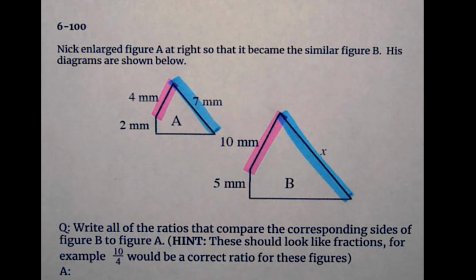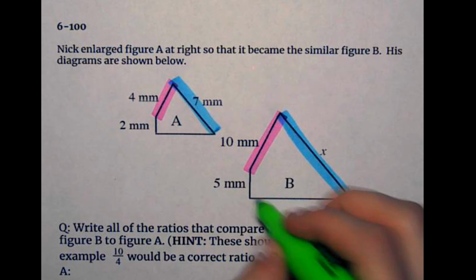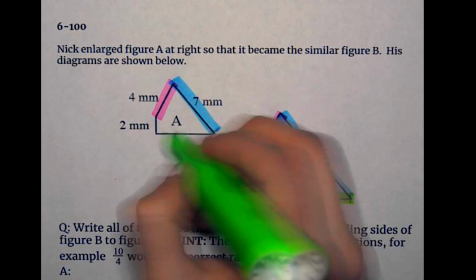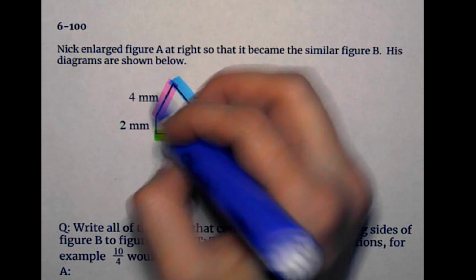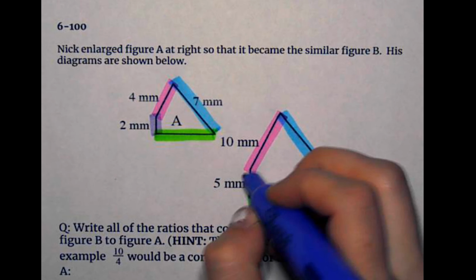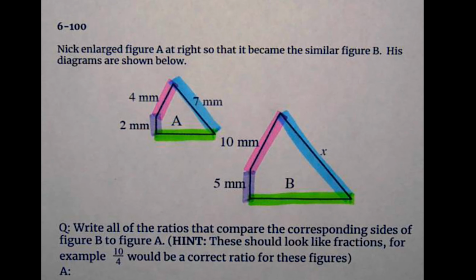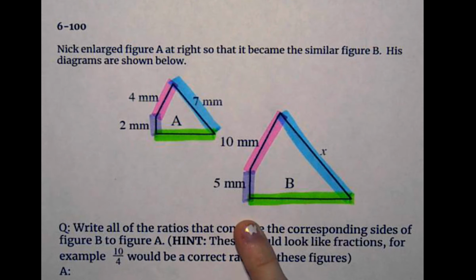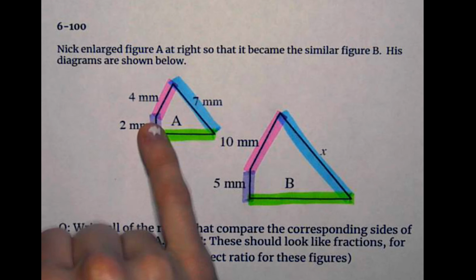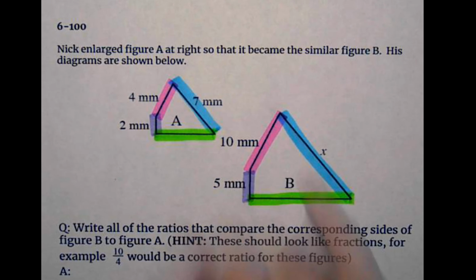The bottom, which does not have a measurement, is similar to this base over here. And lastly, this 2 millimeter is similar to this 5 millimeter. The reason that I'm doing this is because oftentimes when shapes get more complicated like this, we can accidentally go from this side length to that side length, and then our ratio and our scale factor is all messed up and all over the place. So I like to highlight just so that things are clear.